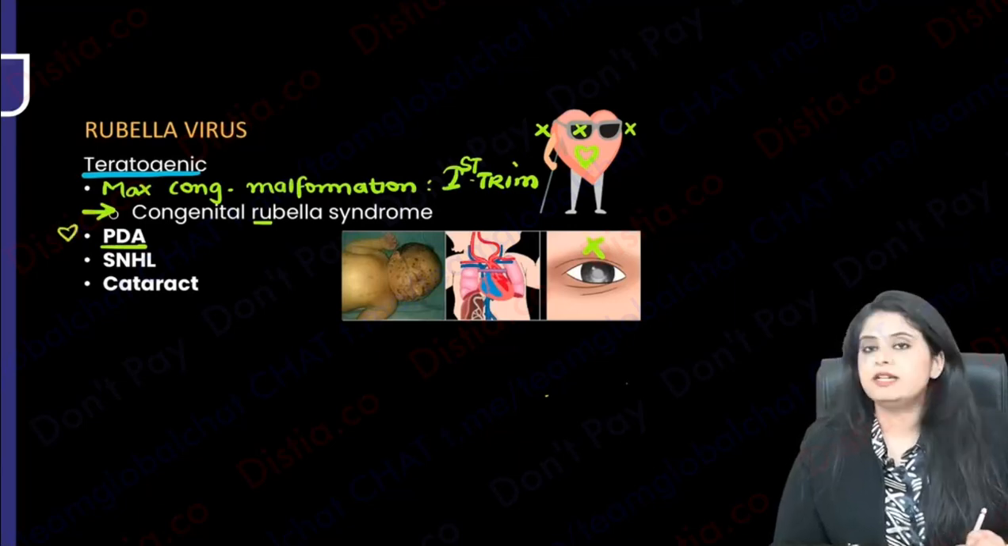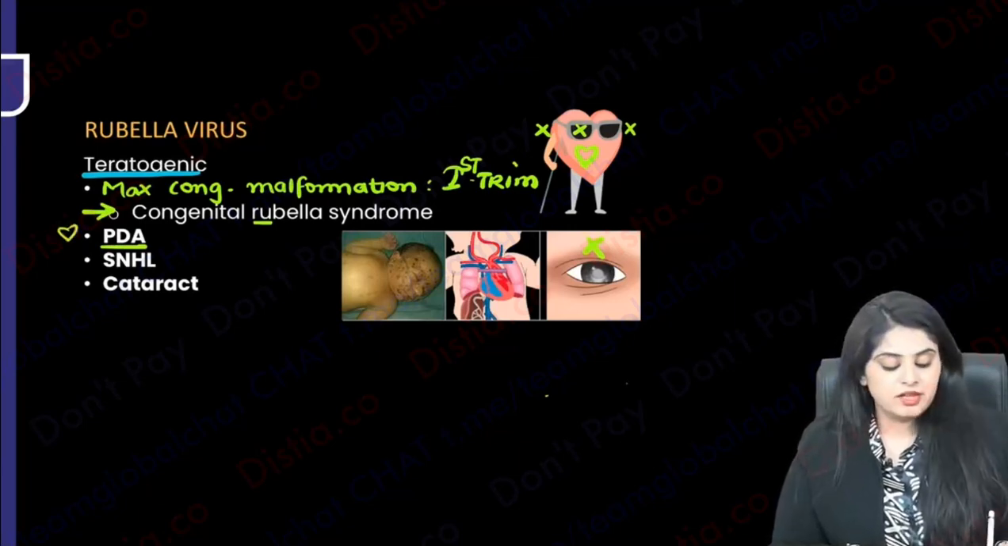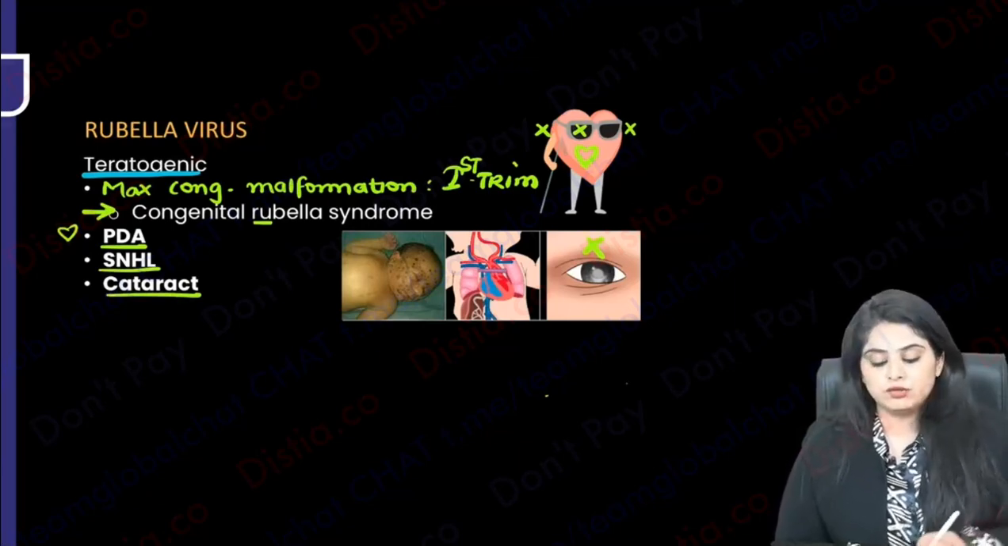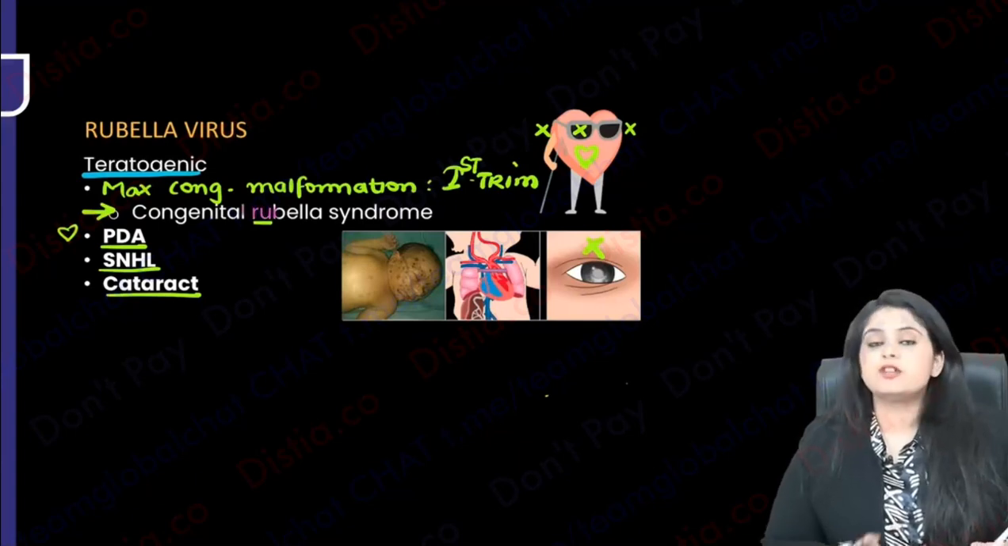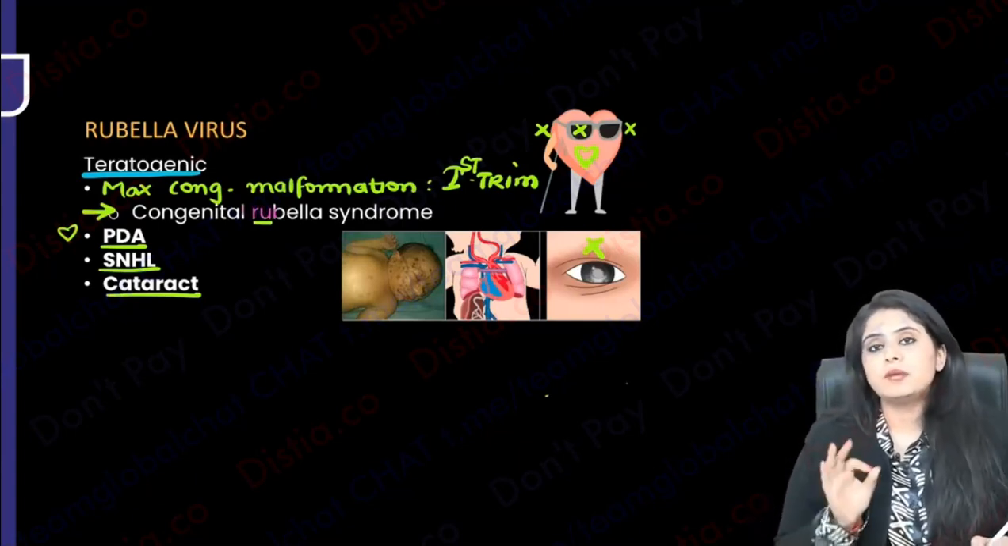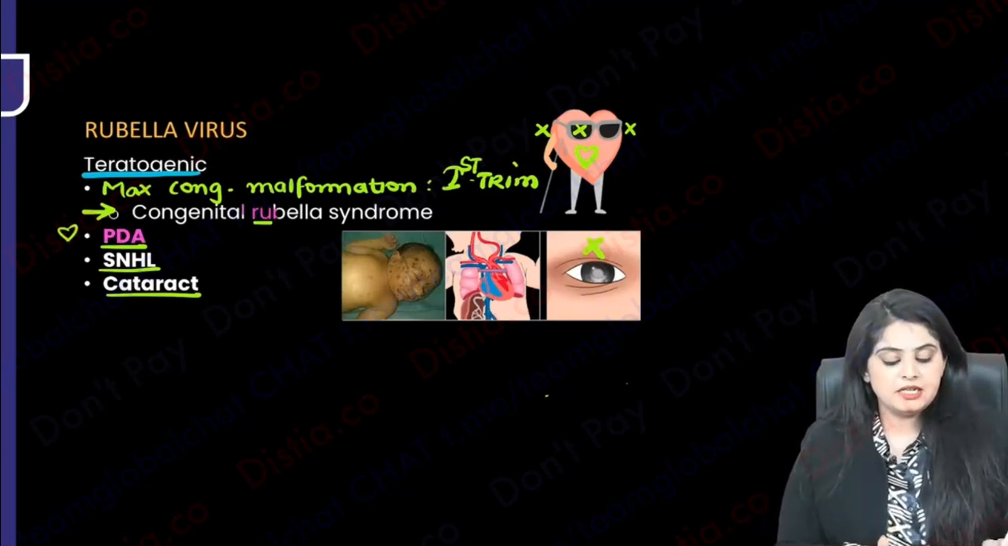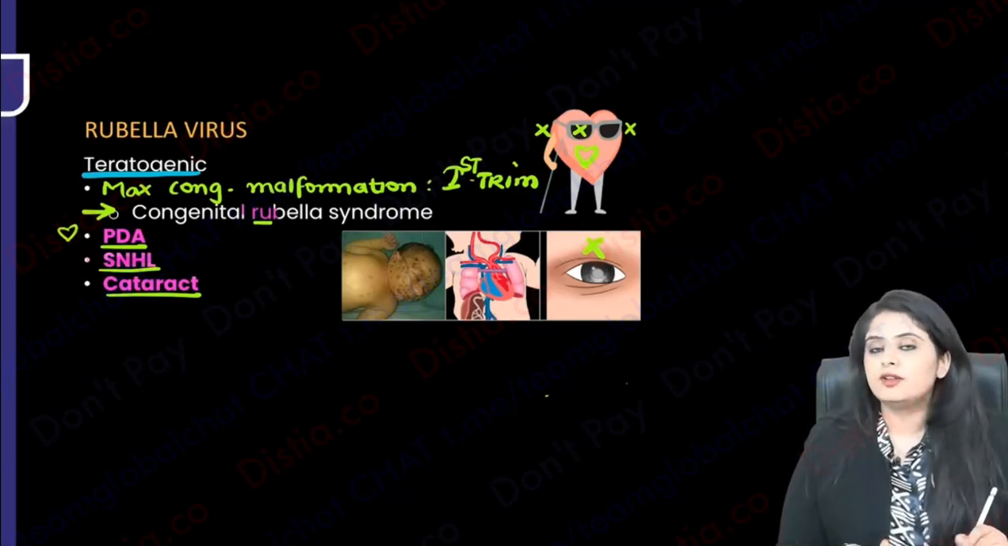That is going to be patent ductus arteriosus. Andha means there is cataract. Behra means there is sensory neural hearing loss. So why is he crying? Congenital rubella syndrome is crying because he is pyar mein andha behra. That is patent ductus arteriosus, cataract and sensory neural hearing loss. You'll always remember rubella, rona, pyar mein andha behra, right?